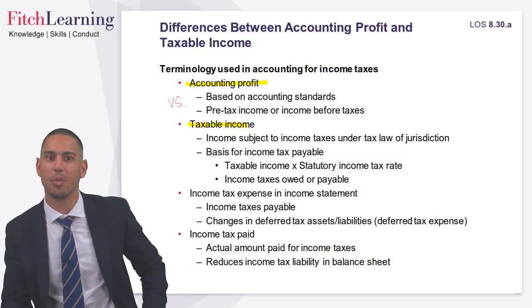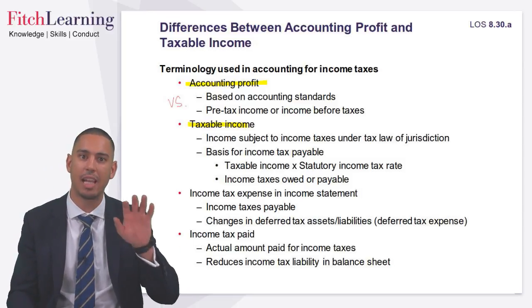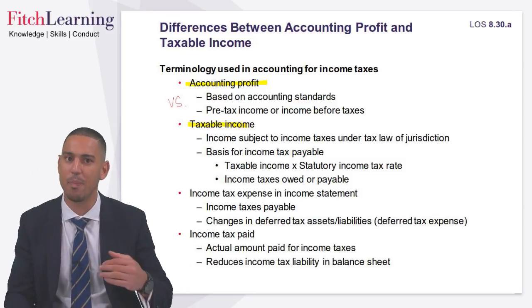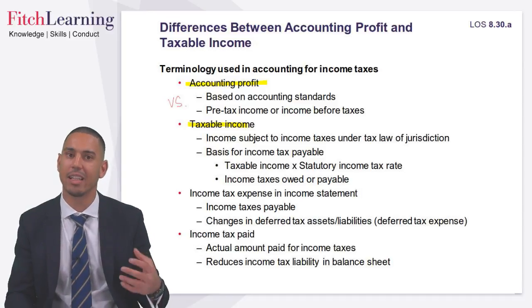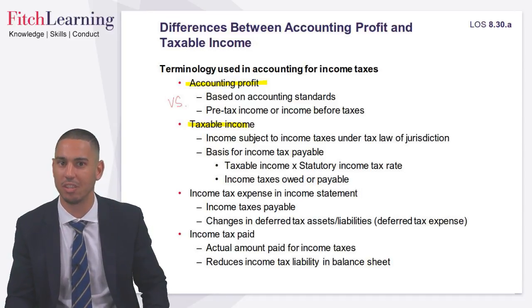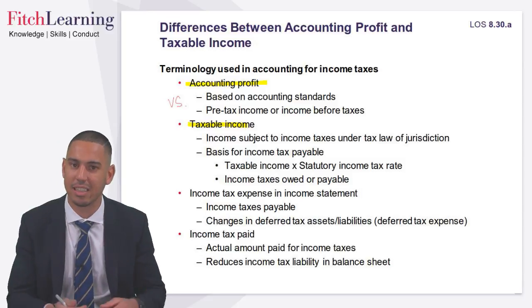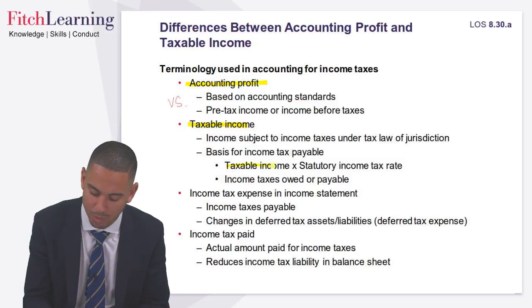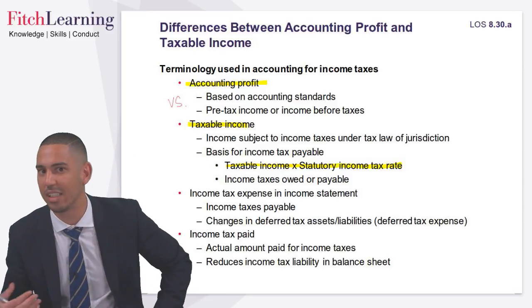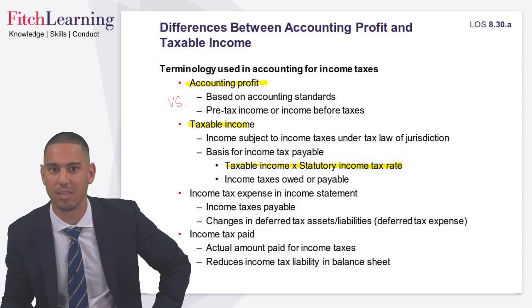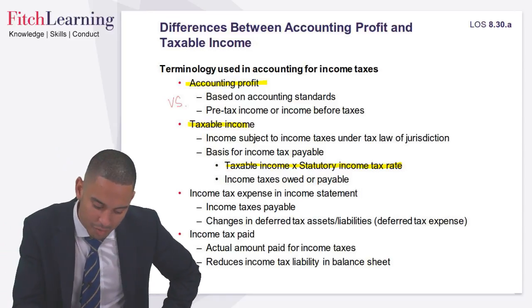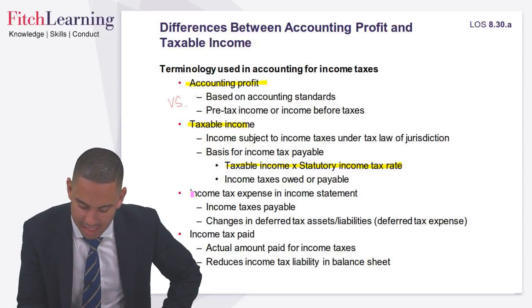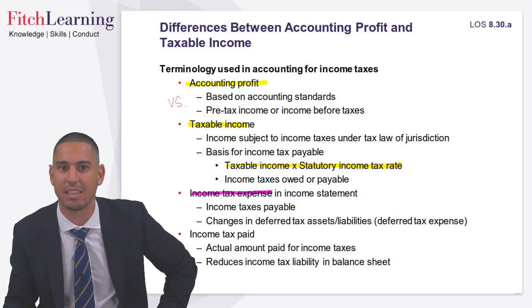What we're going to look at doing later is taking a figure in our accounts and adjusting it back to a figure that the tax authority is going to use to charge you tax on. And then the taxes that I'm going to pay are going to be based on this, my taxable income, times whatever the statutory income tax rate is. Now, some other terms that we're going to have a look at is firstly this income tax expense.